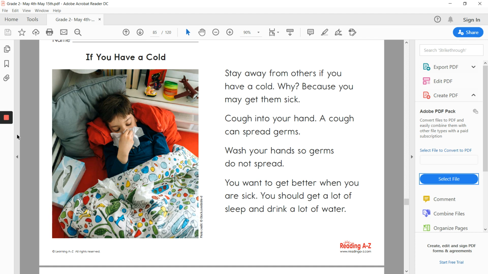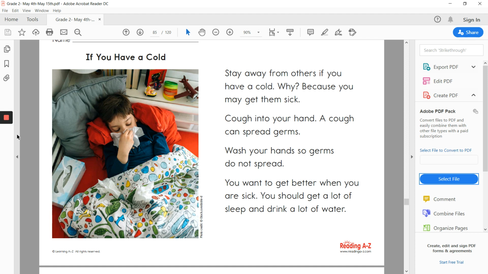If you have a cold. Stay away from others if you have a cold. Why? Because you may get them sick. Cough into your hand. A cough can spread germs. Wash your hands so germs do not spread. You want to get better when you are sick. You should get a lot of sleep and drink a lot of water.